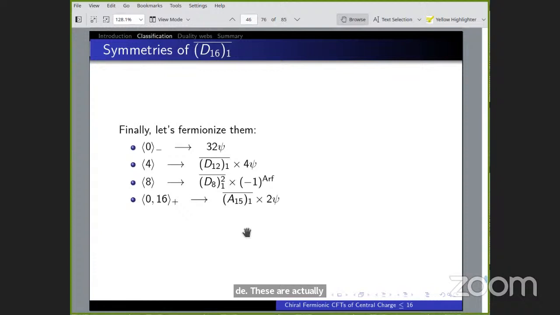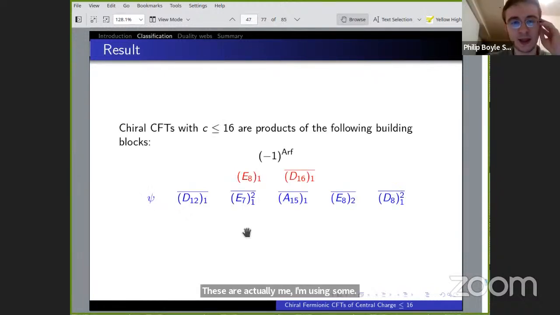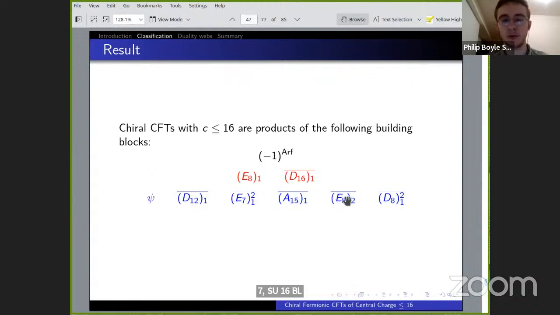Got it. So here's the summary. Chiral CFTs of c less than or equal to 16 are all products of the following building blocks. So remember, bosonic theories are red, fermionic theories are blue, and technically this is fermionic, but it's so degenerate, I'm going to write it in black. So what we've learned is the bottom row. You have a free fermion, you have something with SO24, E8, E7 cross E7, SU16, E8 level 2, which is the only non-lattice theory, D8 level 1 squared. So these four theories, excluding E8 level 2, are in correspondence with the odd integral self-dual lattices of rank 16, actually less than or equal to 16.